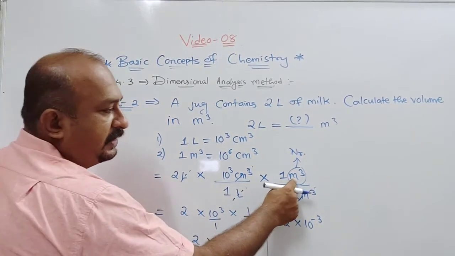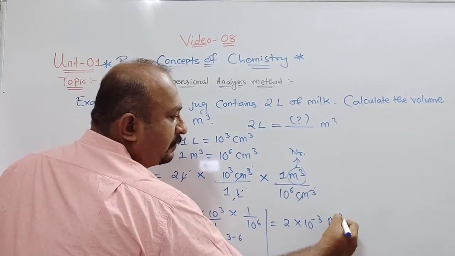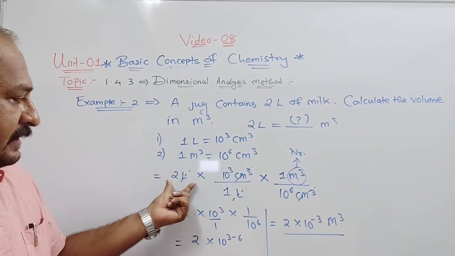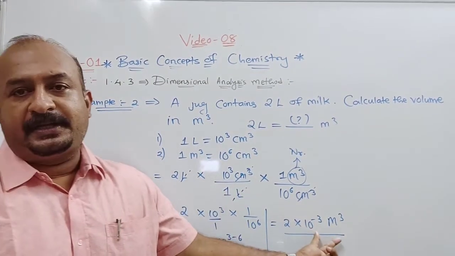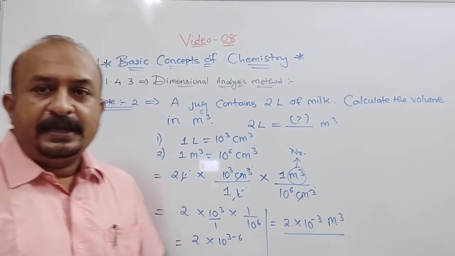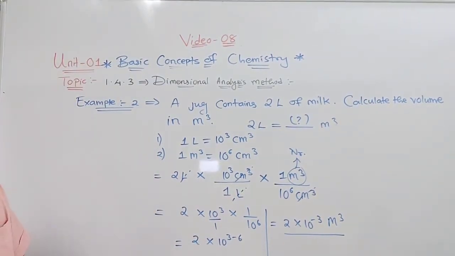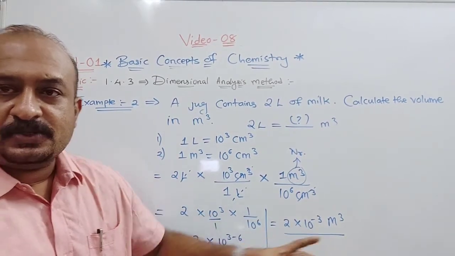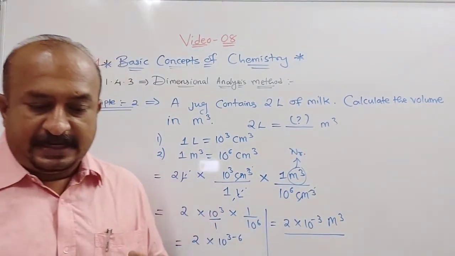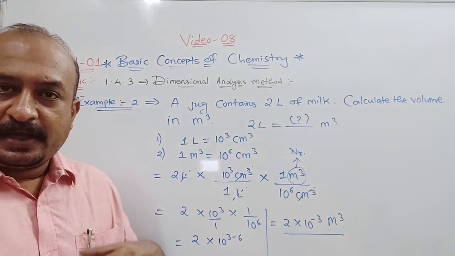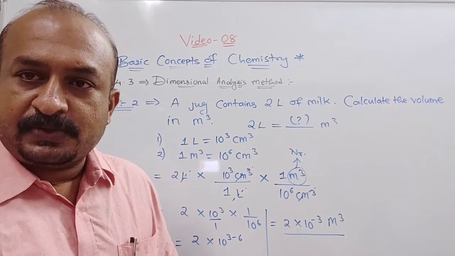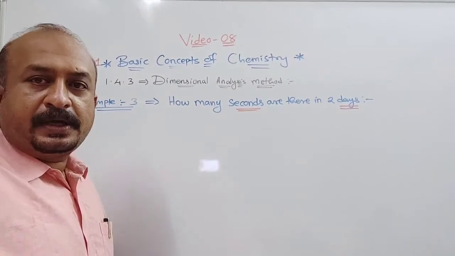Now what is the unit left out here? So that is your meter cube what we write. Understood? So what we say here? 2 liter is converted into meter cube in this case. Now if you see in your book also, you can see this example is given and we got the answer. So this is the dimensional analysis method what we say. If you want more examples, we will be discussing in the next videos.